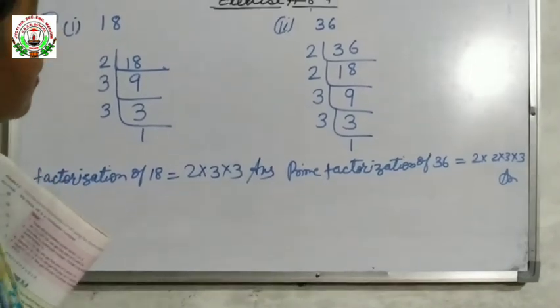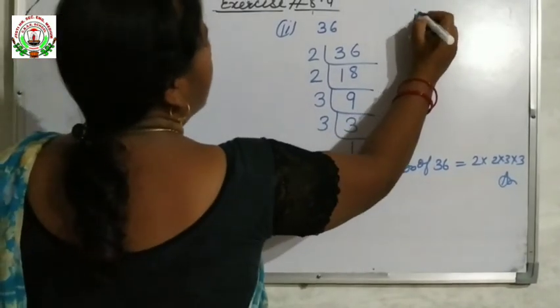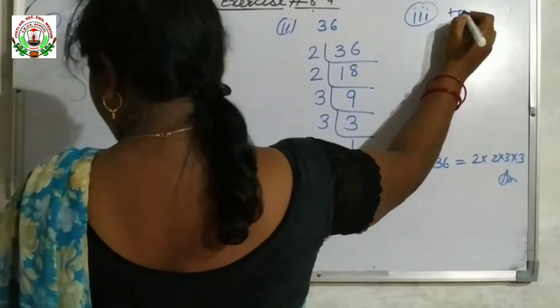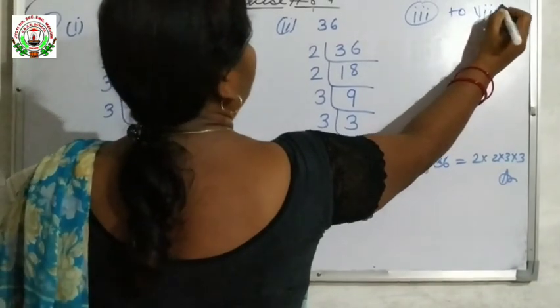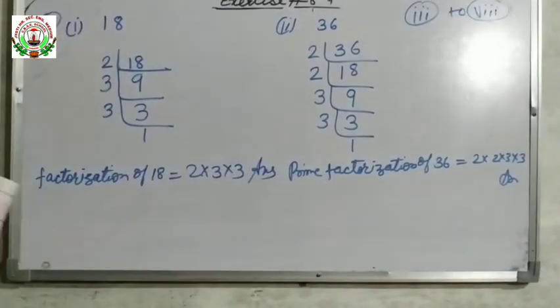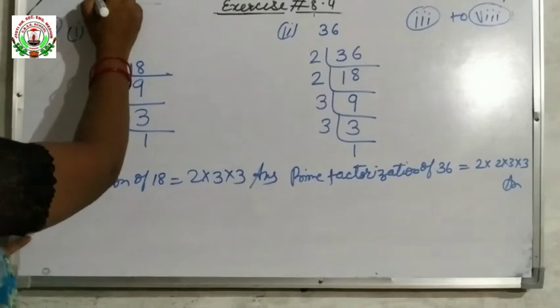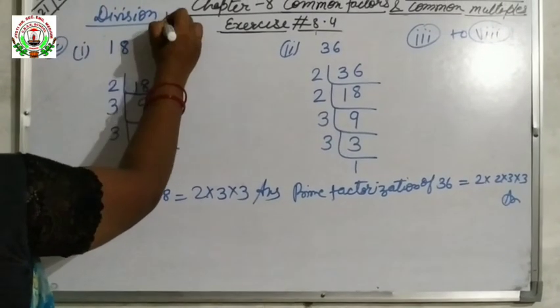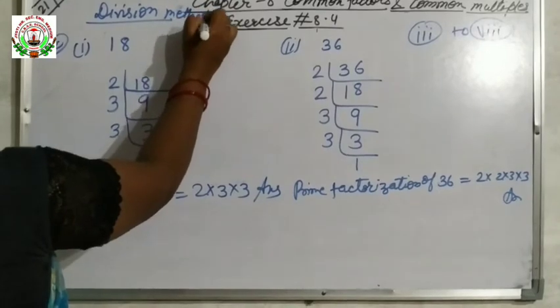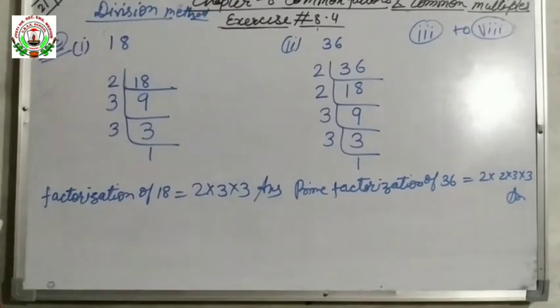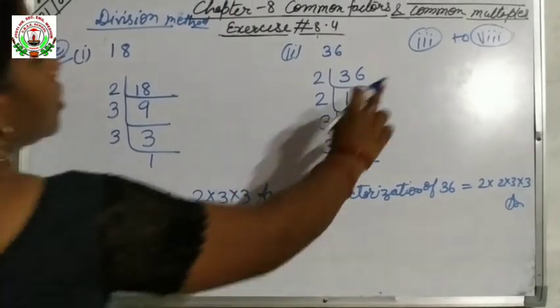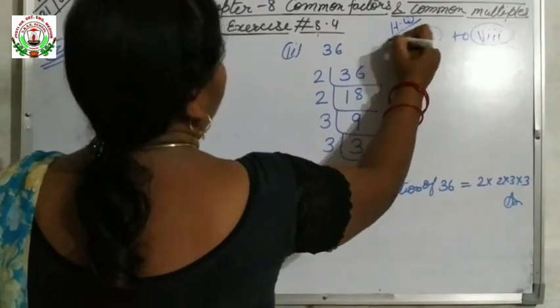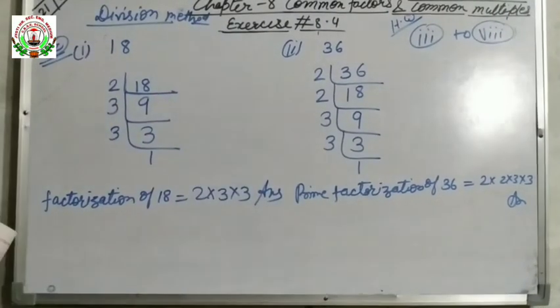The same thing you will try to do in questions number 3 to 8. Many questions we did using the division method. That was question number 2. You will try to do 3 to 8. It is your homework. Now next question we will see.